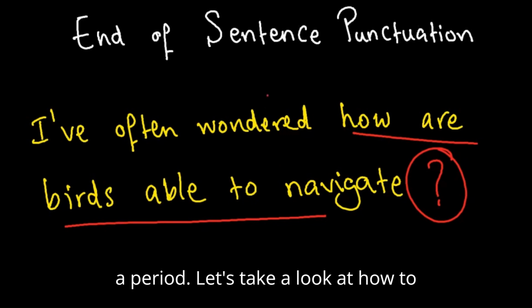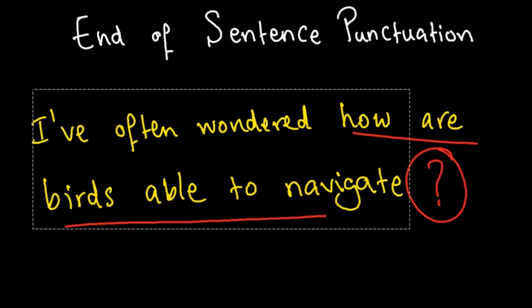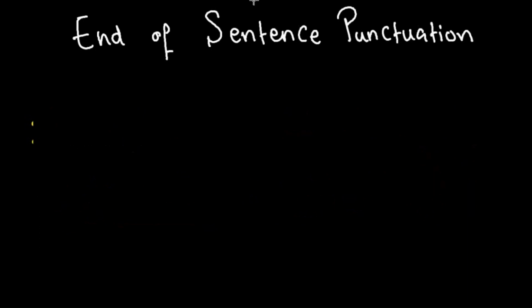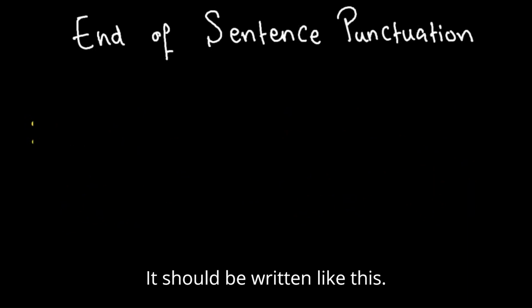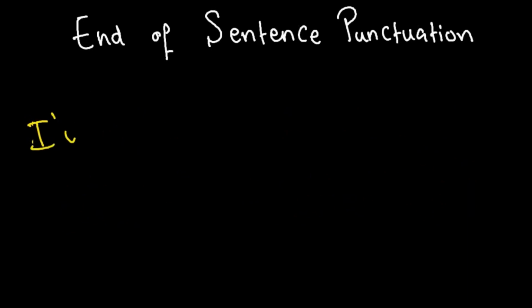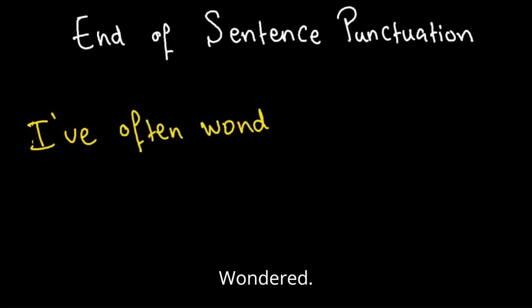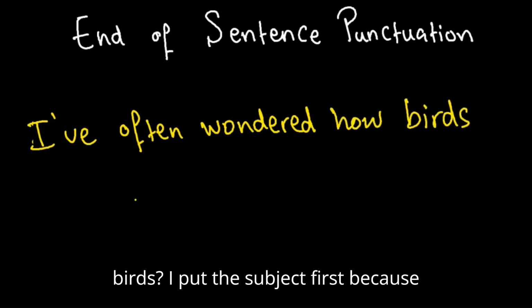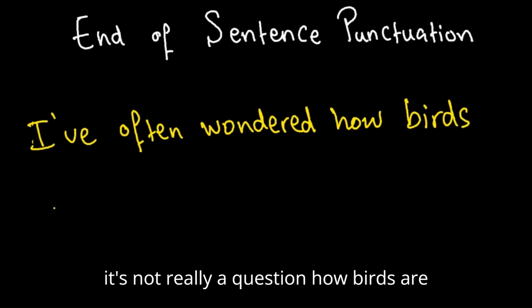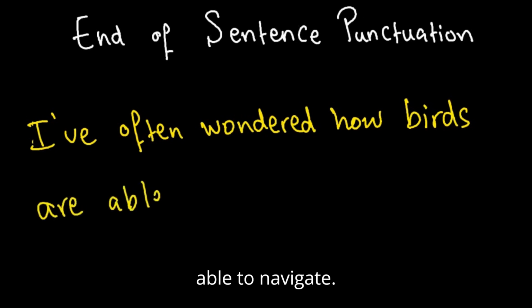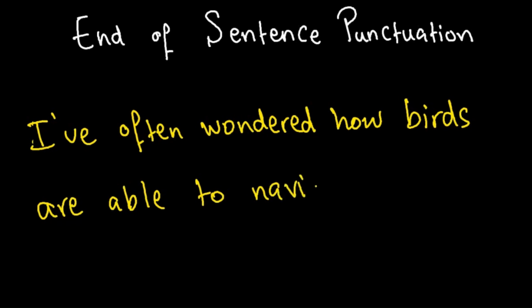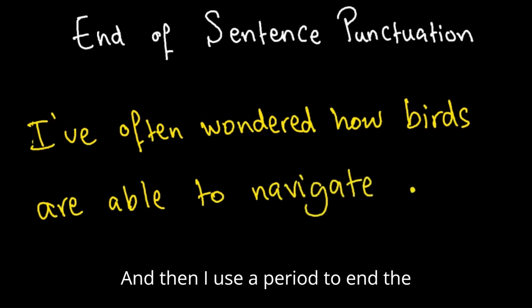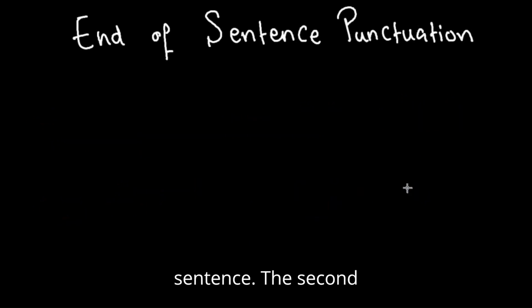Let's take a look at how to correct this. It should be written like this. I've often wondered how birds, I put the subject first because it's not a real question, how birds are able to navigate. And then I use a period to end the sentence.